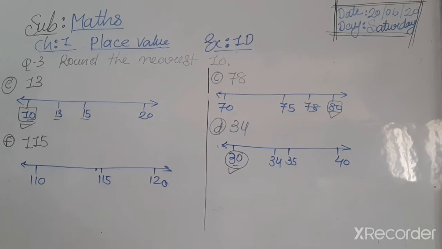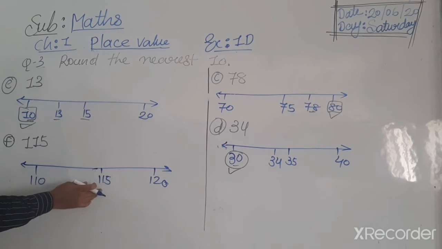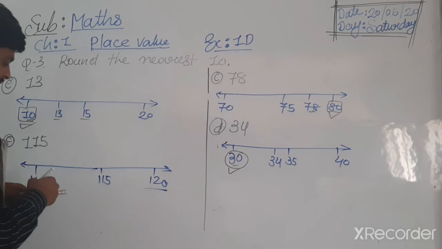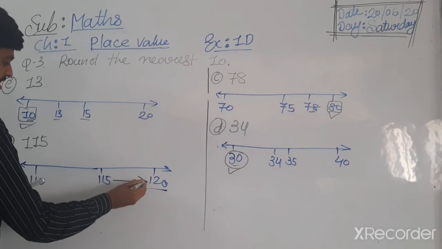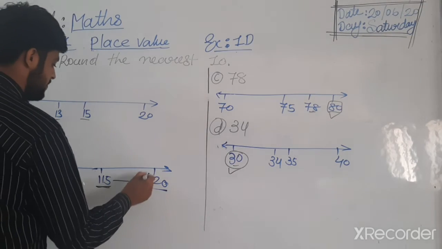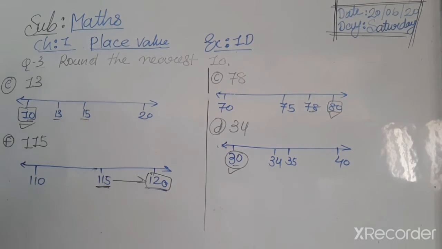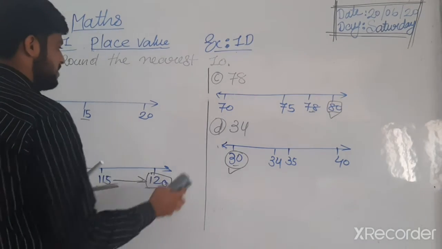What is the rule of this topic? Our rule is, after the midpoint or a tens, we write the right one. This number is the nearest to 115. That's why we write 120. Now let's check a further question.